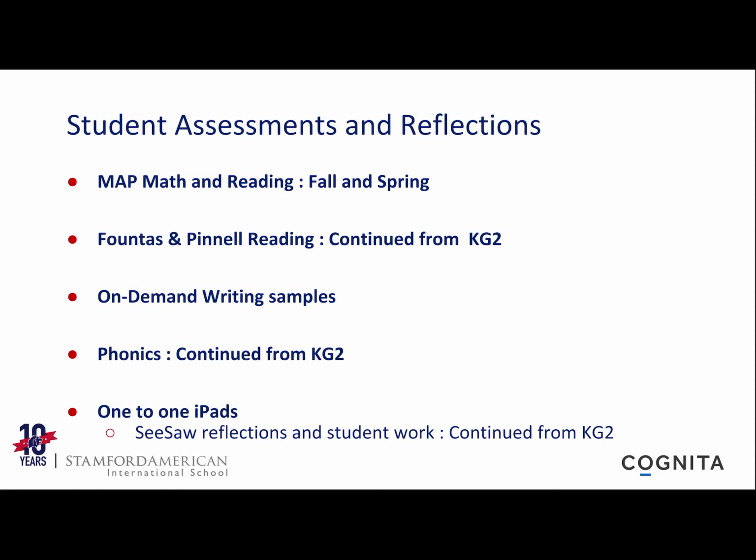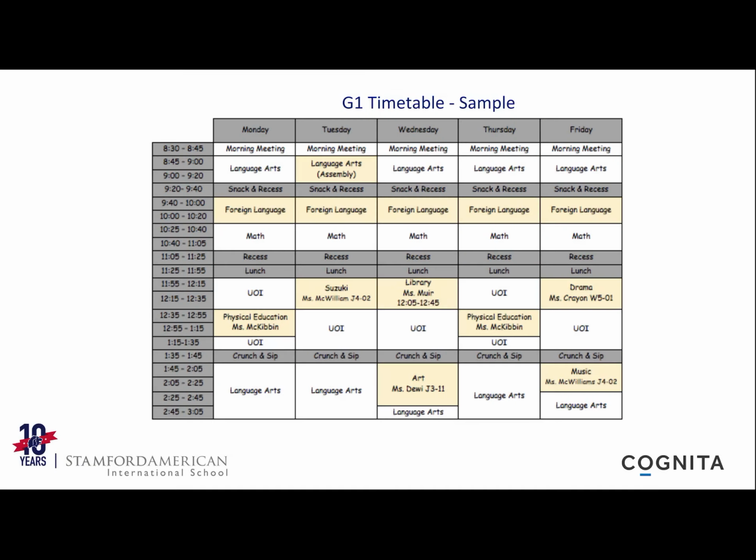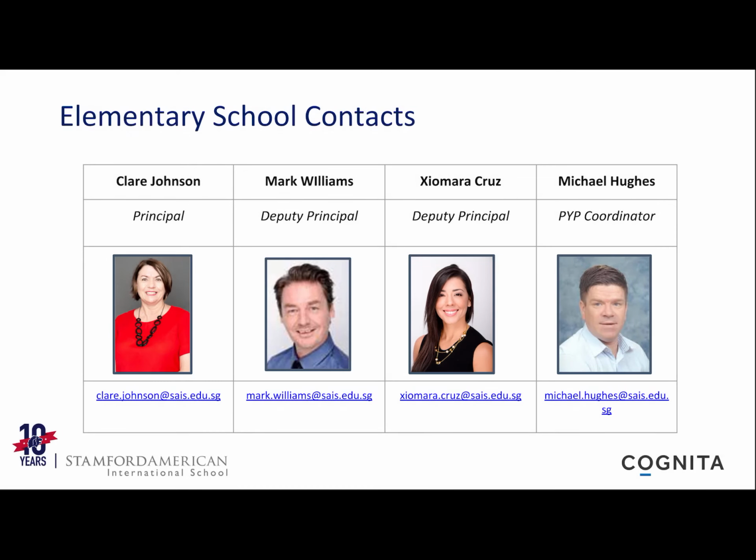A few extra assessments. Here you can see a sample timetable from grade 1. The yellow blocks indicate when students are with specialists, and the white blocks indicate when they are with their homeroom teacher. It's important to note that the timetables do have a certain degree of flexibility to them, so units of inquiry and language arts, they may not be always in the same spot in the day, but this indicates the time that we allocate for the different subjects.